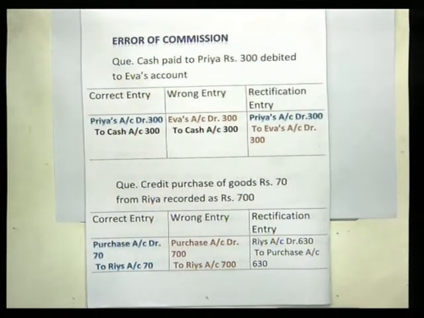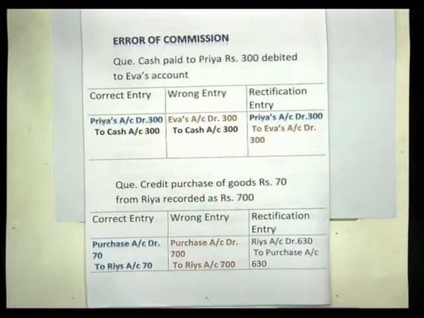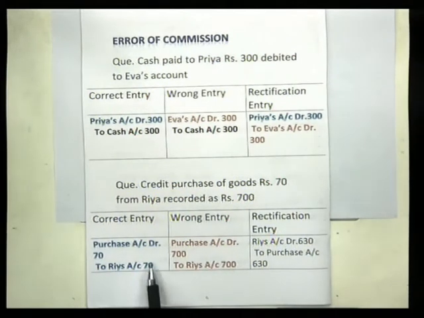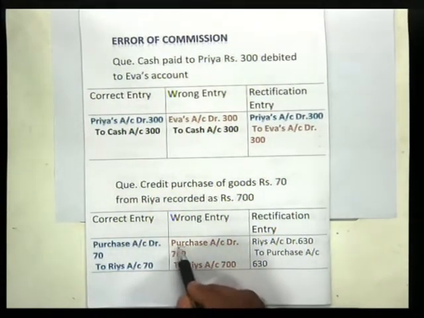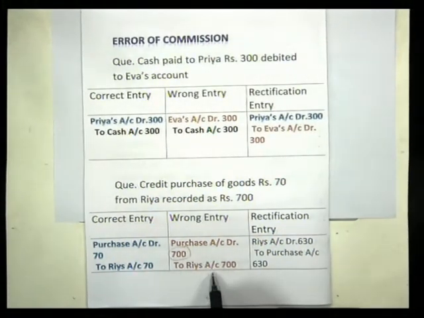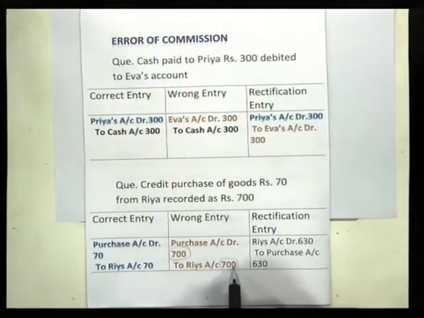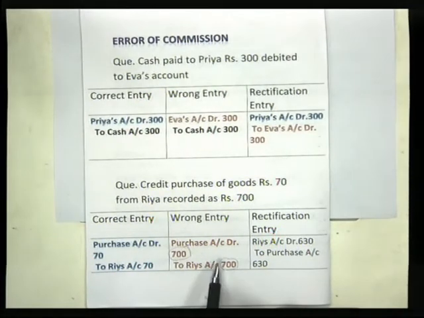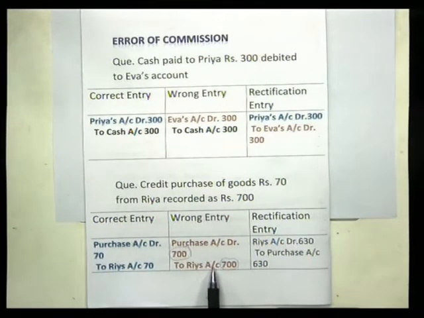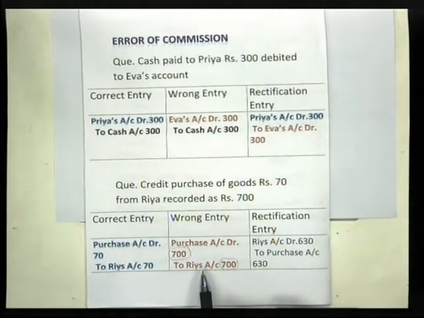Another question. Credit purchase of goods rupees 70 from Riya is recorded as rupees 700. So the correct entry is purchase account debited to Riya account 70. So here the error is in the amount. Purchase account debited to Riya account is correct, but instead of rupees 70 you have debited as well as credited rupees 700. So here in both the debit and credit entry, 630 rupees is debited more as well as credited more. So in order to rectify the error, you have to pass the reverse entry.